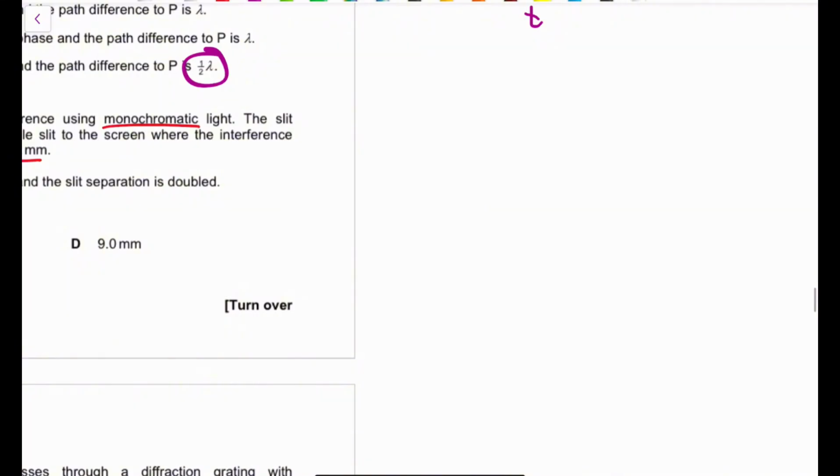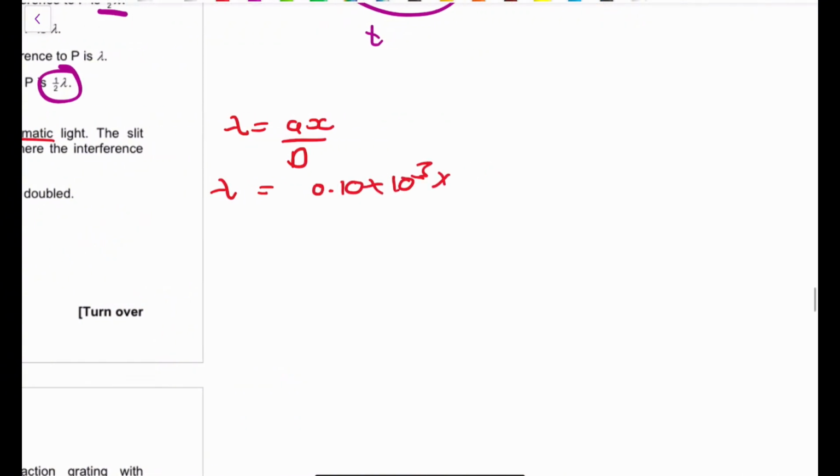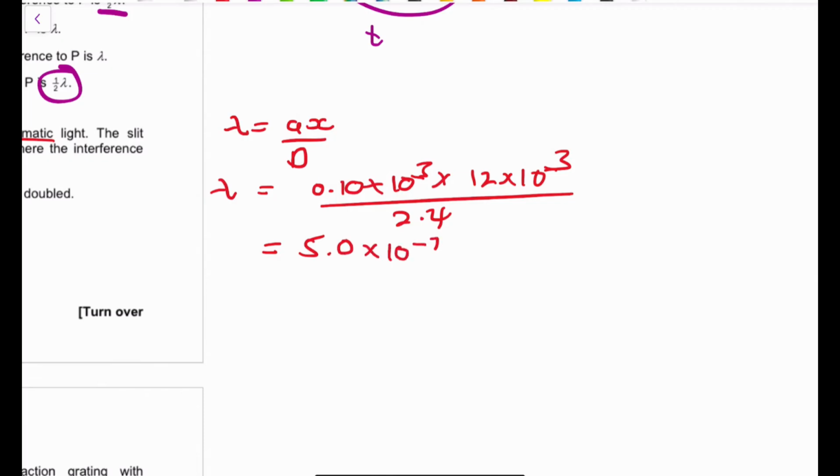Okay, so what do we know, guys? We know that lambda is equivalent to ax divided by D. So I can find my value of lambda, right? Because I have a equal to 0.10 times 10 to the power of negative 3, my value of x is 12 times 10 to the power of negative 3, and my value of D is 2.4. So I'm going to get a value of lambda, which is 5.0 times 10 to the power of negative 7.